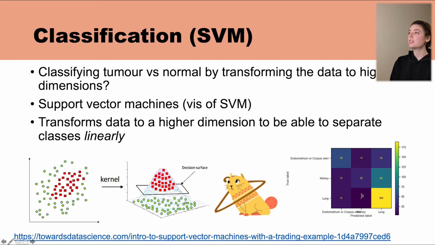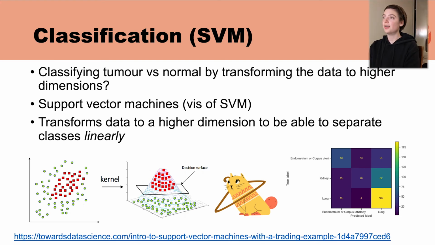If we look at how well this separates our data set, it looks like it's very good at classifying lungs. So this is a confusion matrix, so there are many ways that you can quantify how well your machine learning algorithm has classified your data. And I personally like confusion matrices for this because you can see your true label and your predicted label. So my true label, for example, was endometrium, and I predicted it correctly in this one. My true label was endometrium, but I predicted it to be kidney and lung.